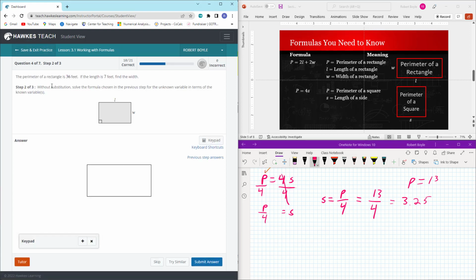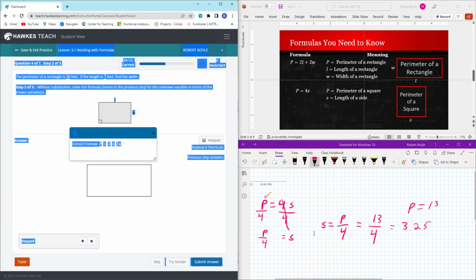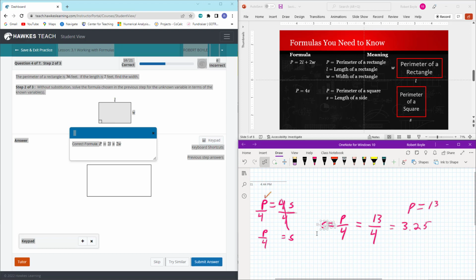Okay, well, notice here we have the perimeter of a rectangle is 36 feet, and the length is 7 feet. We want to find the width. The width is W. Now here, without substitution, we want to solve the formula chosen in the previous step for the unknown variable, which is W, in terms of the known variables. What does that specifically mean? Well, we're going to do the exact same thing we did earlier. No, we didn't want to do that. We want to do this.